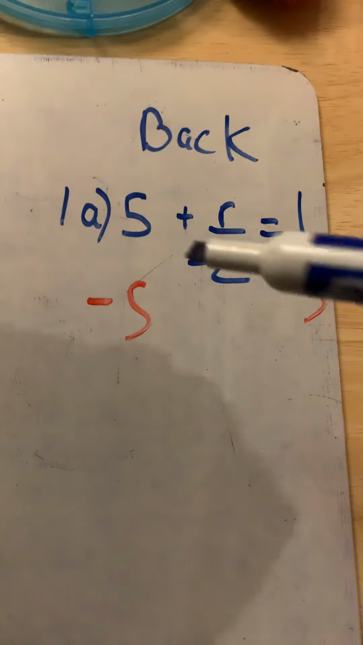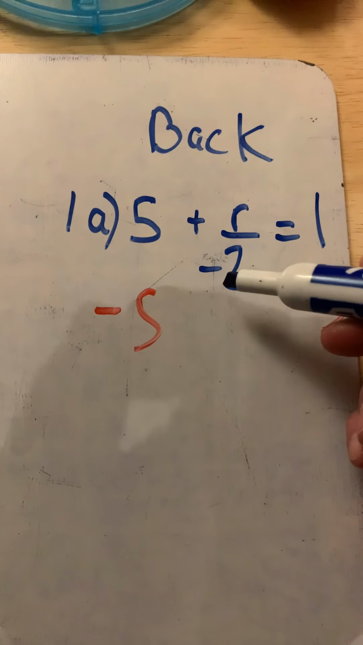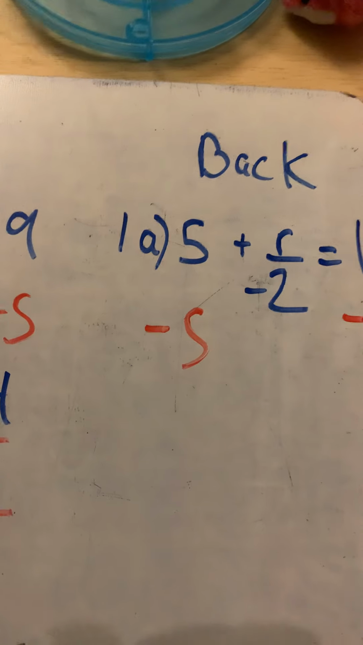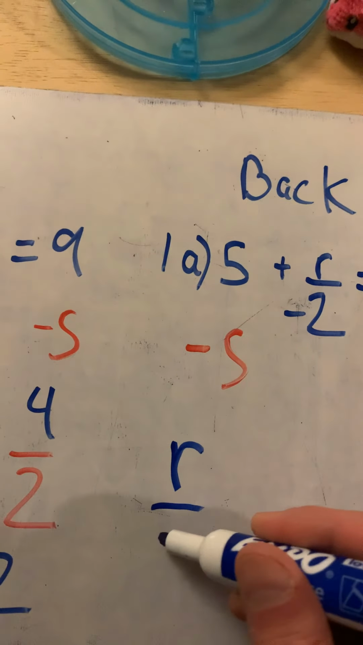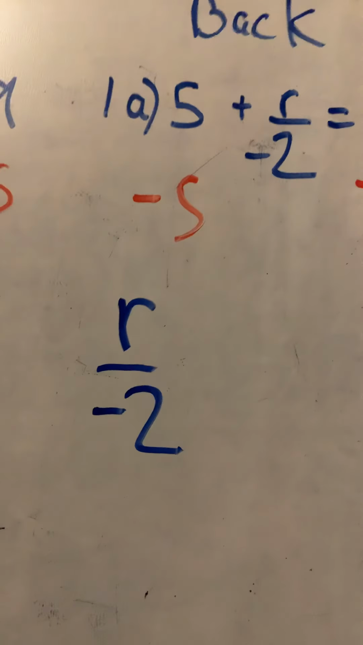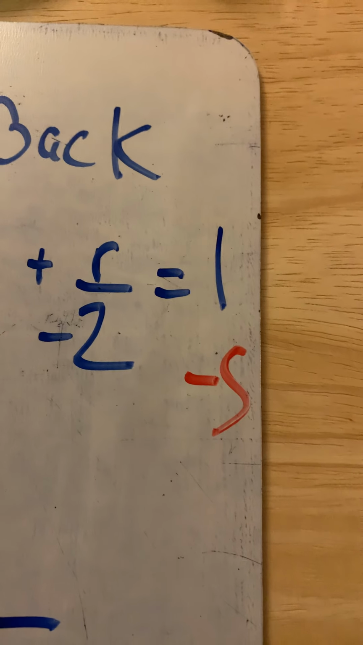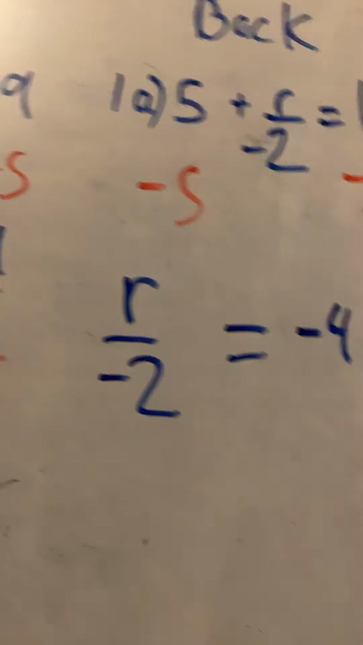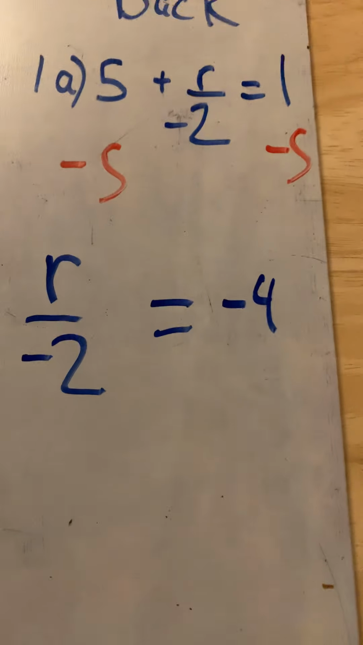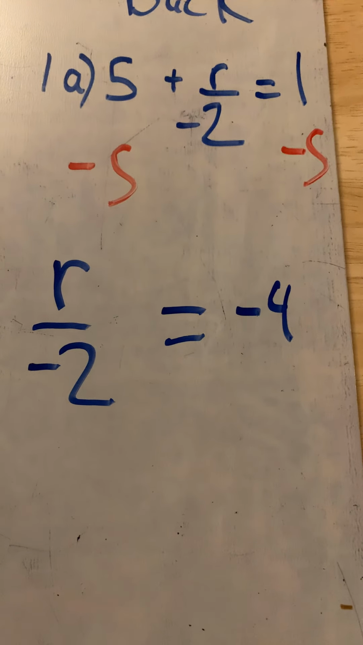Okay, let's see what's left. 5 minus 5 goes away, so you're left with plus r divided by negative 2. Since it's a plus, we can just leave it as r divided by negative 2. Equal sign. 1 take away 5, or positive 1 plus negative 5, gives me negative 4. Okay, so this is r/(-2) = -4.